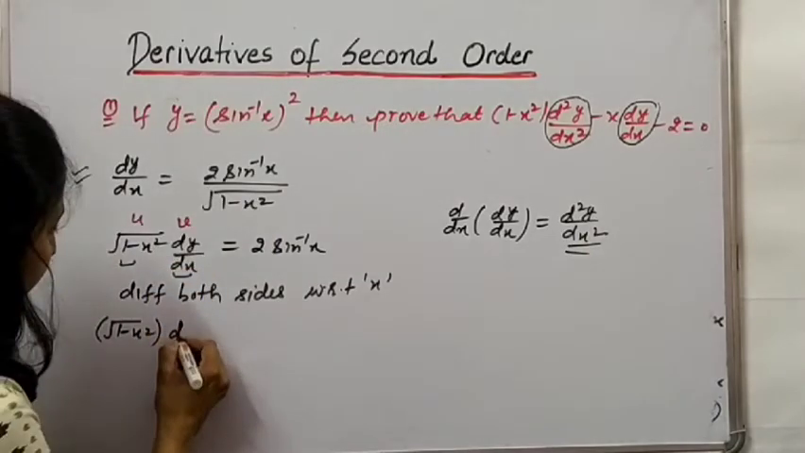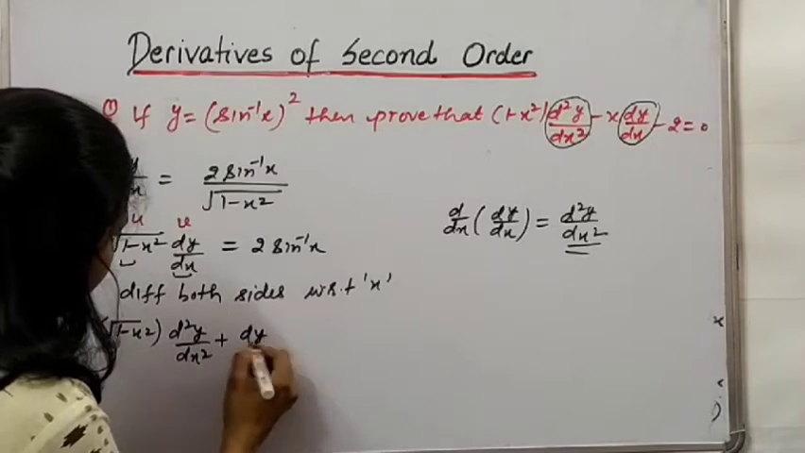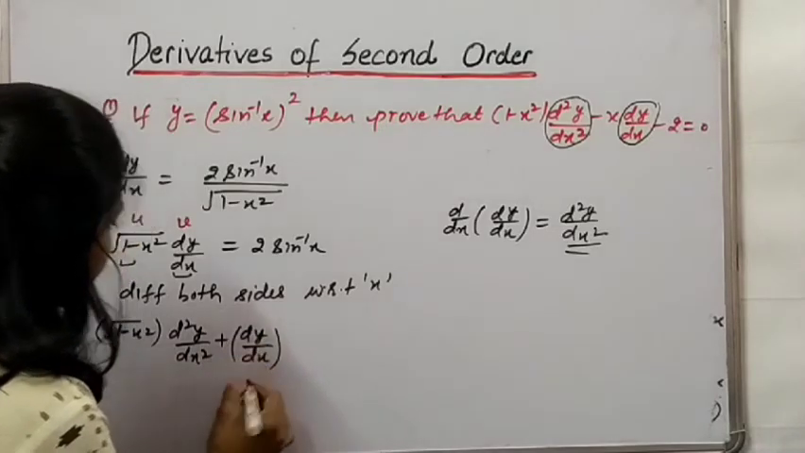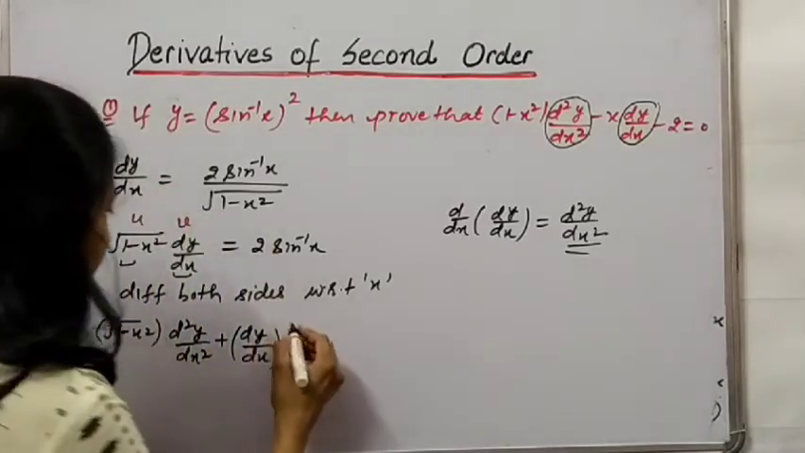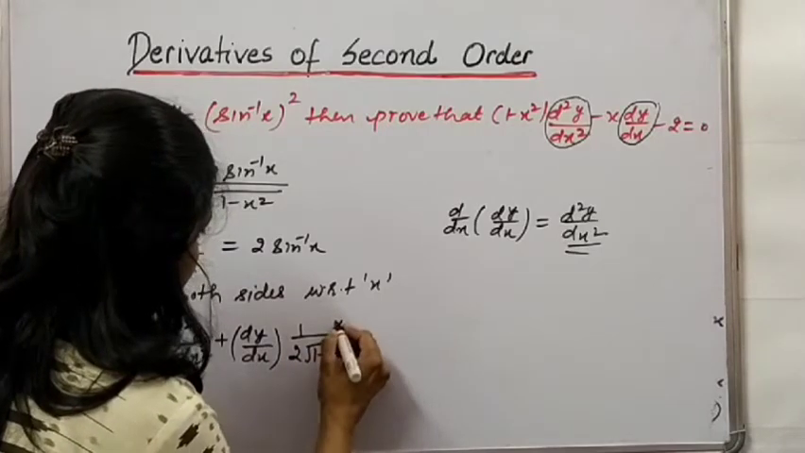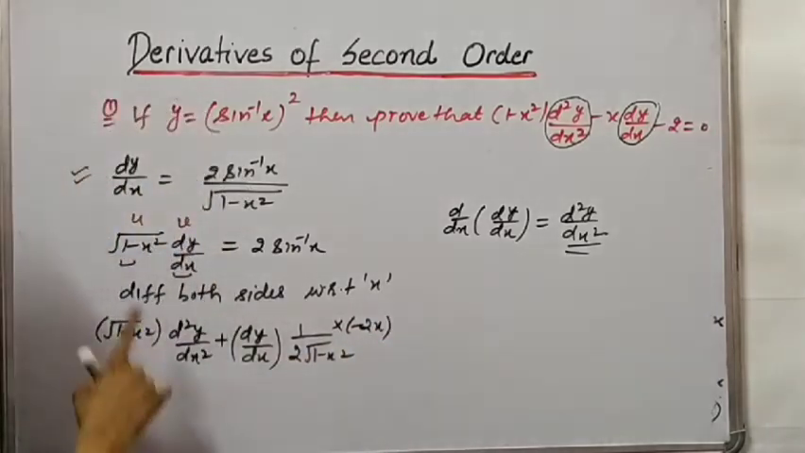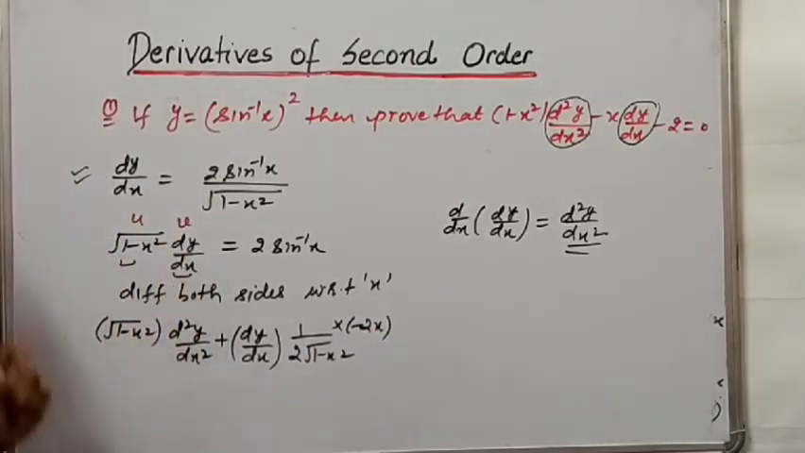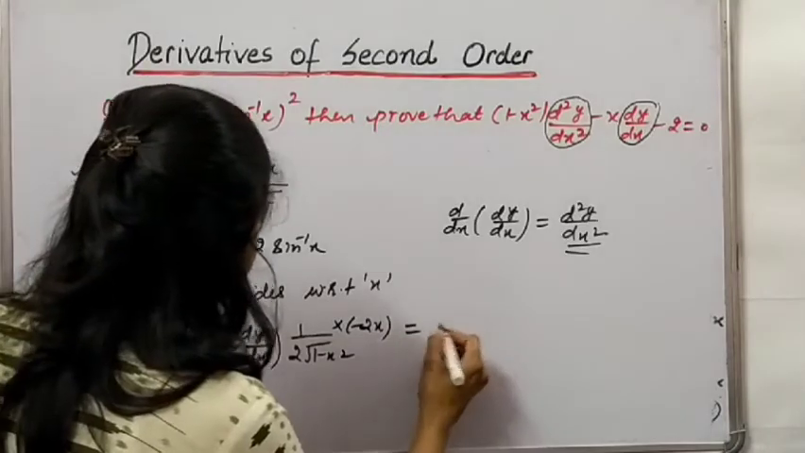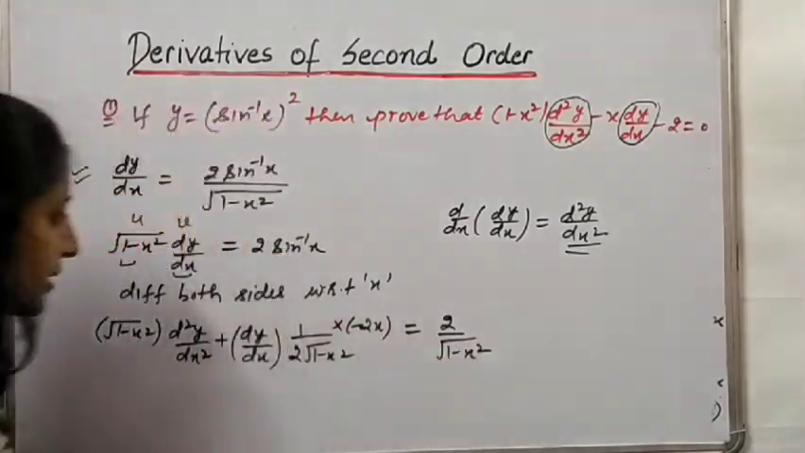So here I will write it as d2y upon dx square plus v, and then the derivative of root 1 minus x square will be 1 by 2 root 1 minus x square multiplied by the derivative of 1 minus x square, that is minus 2x. Okay, so I have applied the uv rule here, that is the product rule. Now on the right hand side, the derivative of sine inverse x is 1 by root 1 minus x square.